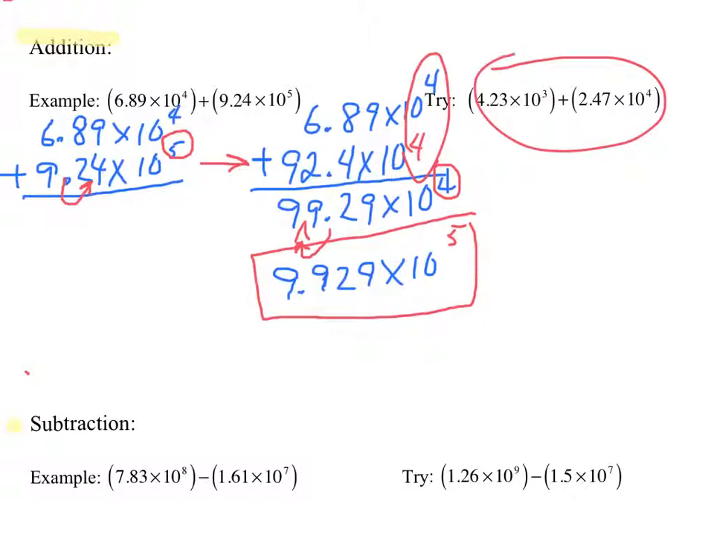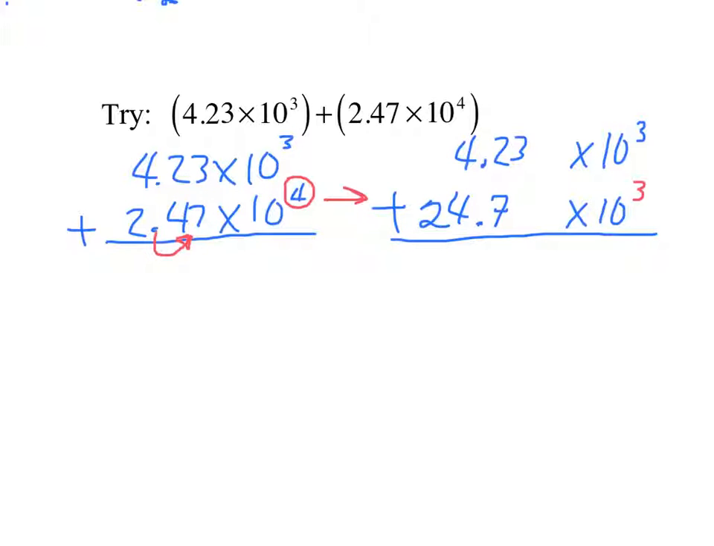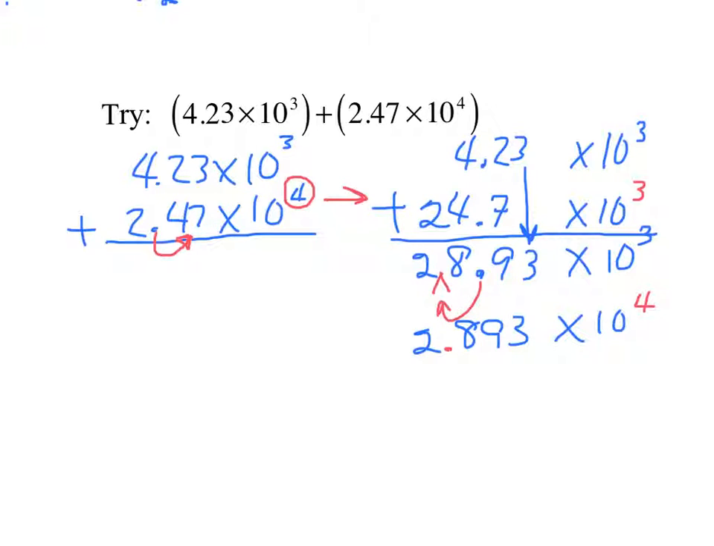Now you try this one. In this case, the exponent 4 needs to move 1 step closer to home to become a 3. Once this is accomplished, we can now add. Notice that we do not add the exponent powers. We end up with 28.93 times 10 to the 3rd. We have to rewrite this in scientific notation by moving the decimal 1 place to the left behind the second number. Moving away from the home placement of the decimal will raise it to the 4th power, and you end up with 2.893 times 10 to the 4th.